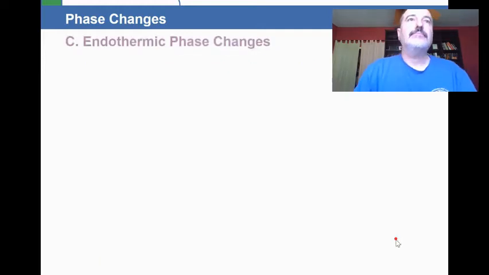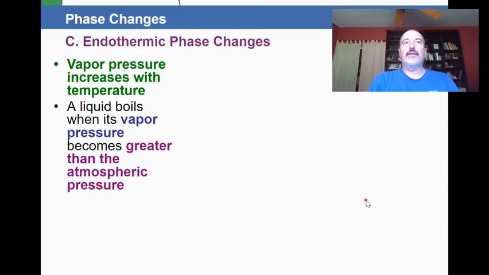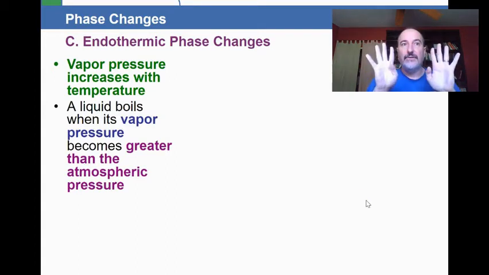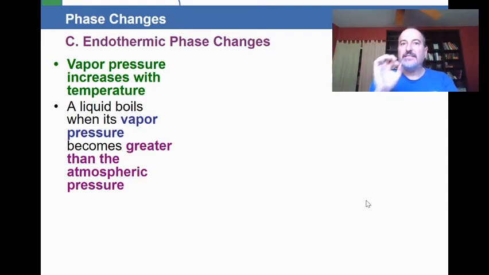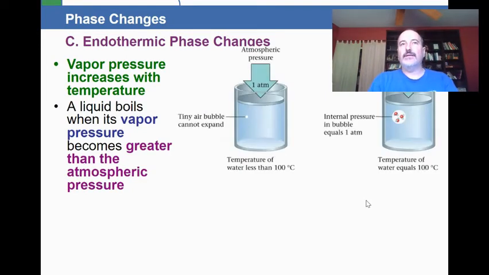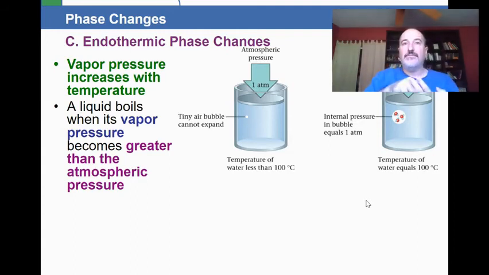All right. Now, vapor pressure, remember, increases with temperature. A liquid will boil when the vapor pressure becomes greater than the atmospheric pressure. That's technically when it boils. All right. So if the atmospheric pressure is at 1 atmosphere, as soon as the vapor pressure equals 1 atmosphere, then it'll start to boil.